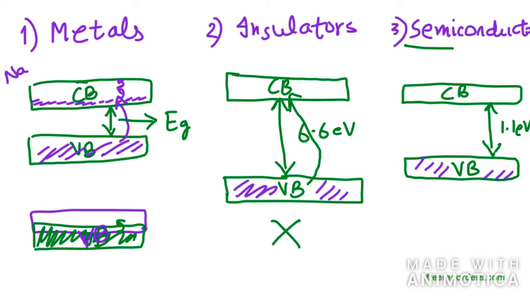The metals have a very small forbidden gap energy, sometimes 0.5 electron volts and sometimes even zero, because as you can see in the case of zinc they are overlapping. That means Eg is zero in this case. We named them semiconductors because their conductivity lies between insulators and metals.